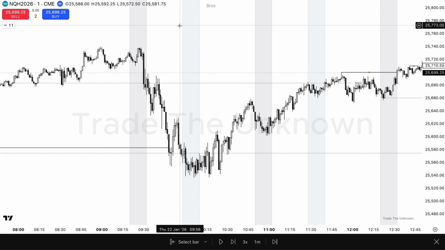Now, when I say inducement, I'm basically talking about a trap, a fake out, a sort of manipulation. So that's why I decided to call it inducement, is that price will induce, basically fake people out, make them think that it's going to go in one direction when it's going to go in the opposite. So these are your manipulation windows essentially.